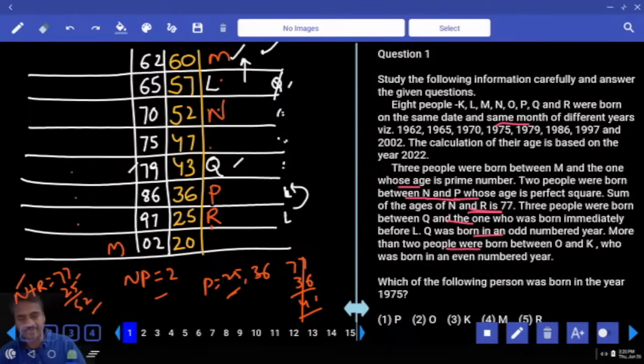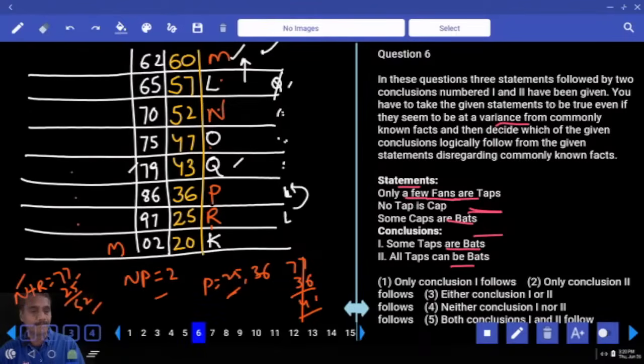And more than two people between O and K. Now between O and K has more than two people, fine. K was born in an even number year. K is here, O is here. Then now this is the final arrangement. M, L done. O, Q, P, R, K. Now this is from question numbers 1 to 5.